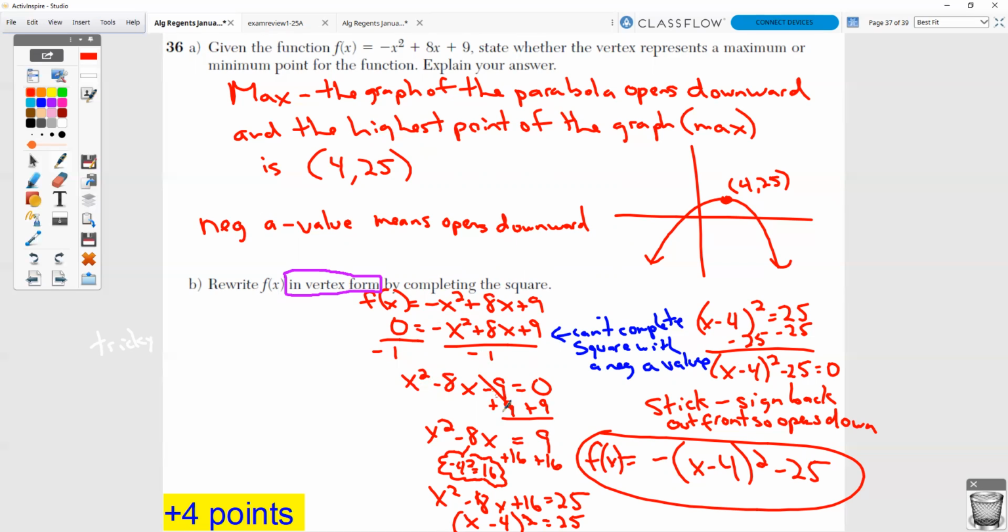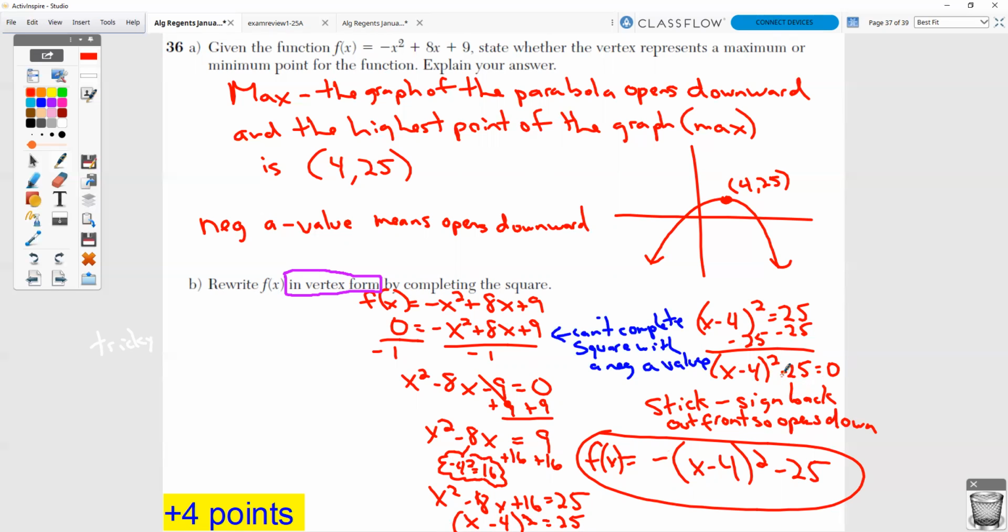So now I have this. I would have to get rid of my C value. So add 9 to both sides, take half of my B value and square it. Half of -8 is -4. -4 squared is +16. So I would add 16 to both sides. Here's my trinomial. And then I get x minus 4 squared equals 25. To put it into vertex form, I can't have it equal to 25. I need it equal to 0. So I'd have to subtract 25 from both sides.